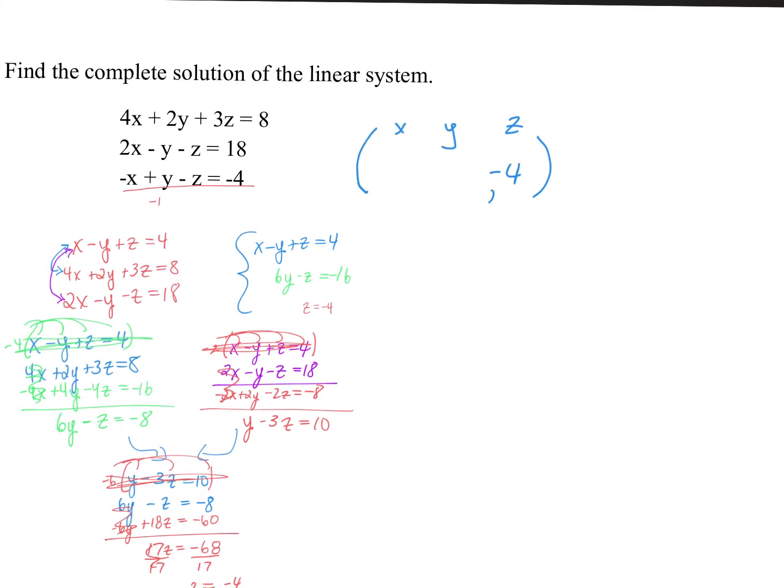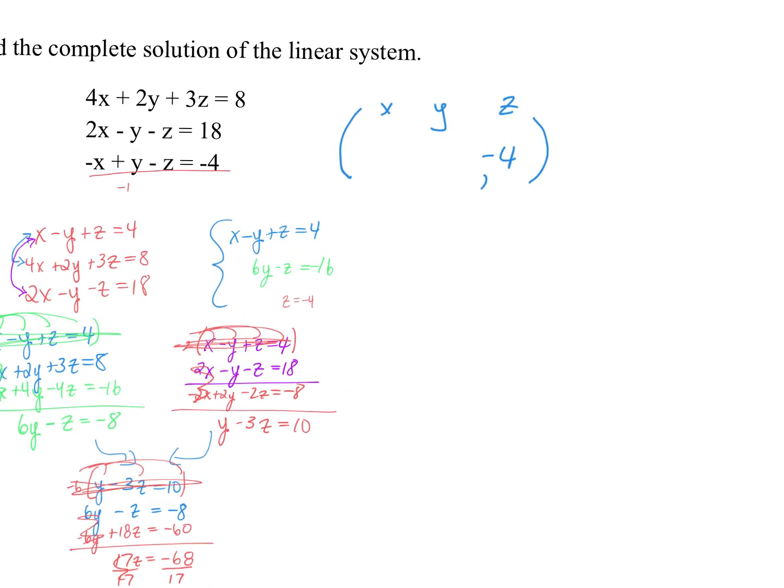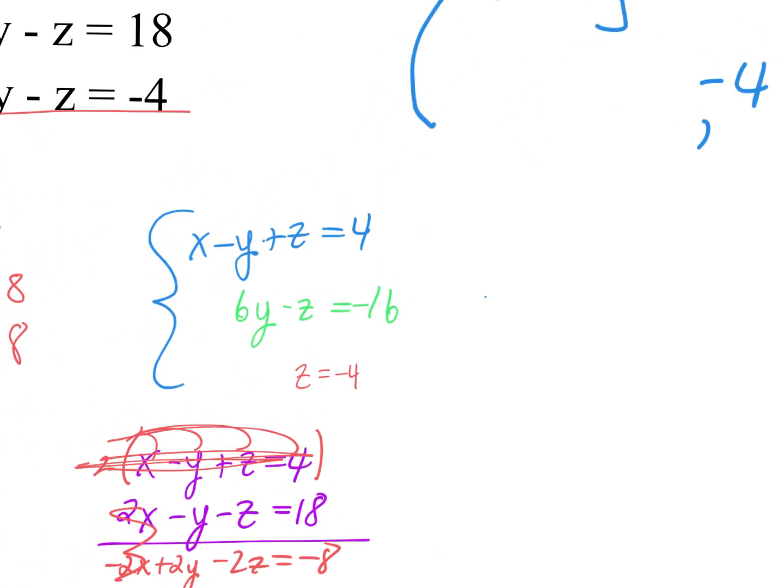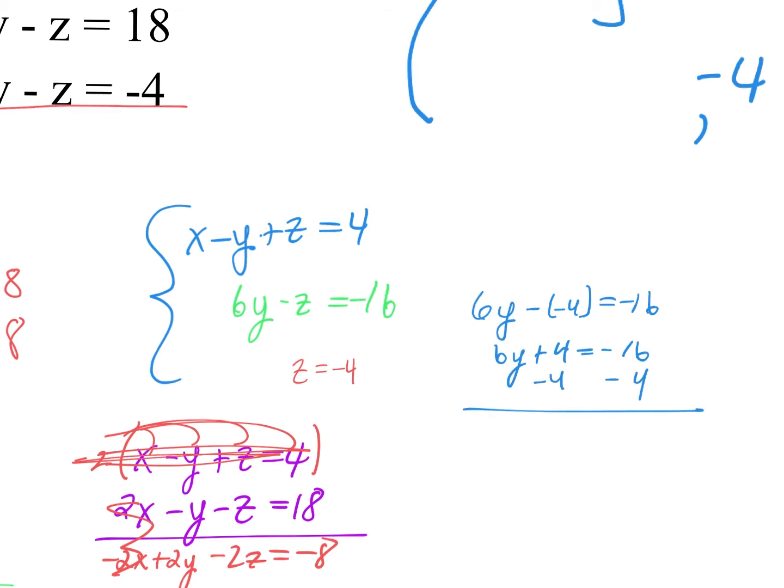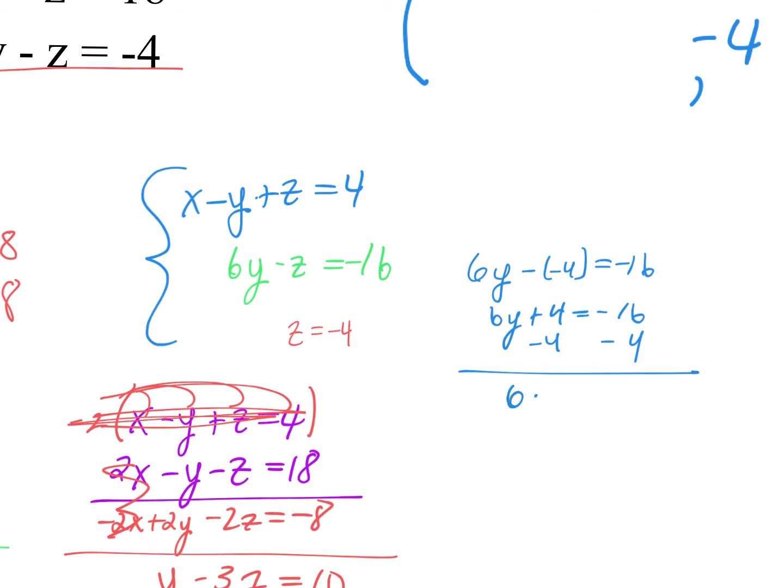So I'm going to take that z value, I'm going to plug it in right here. So 6y minus a negative 4 equals negative 16. 6y plus 4 equals negative 16. Minus 4 from both sides. 6y equals, what's a negative 16 and a negative 4? Negative 20.